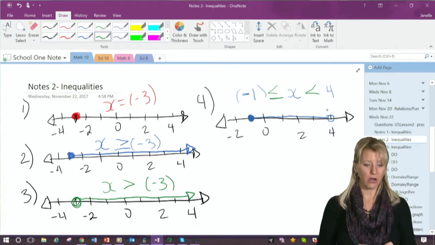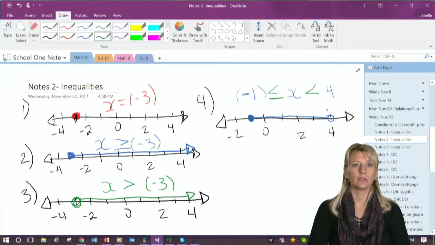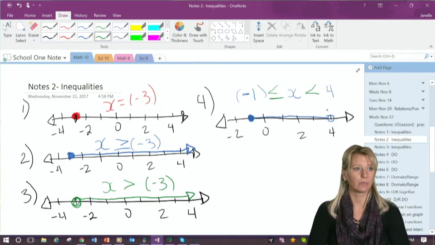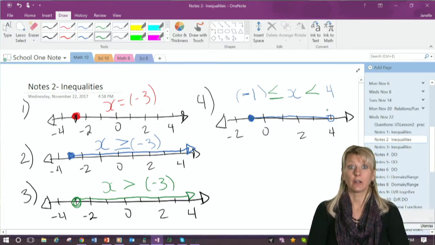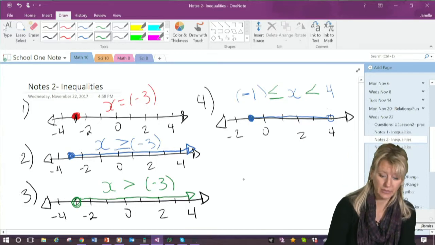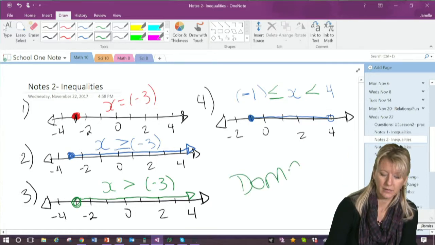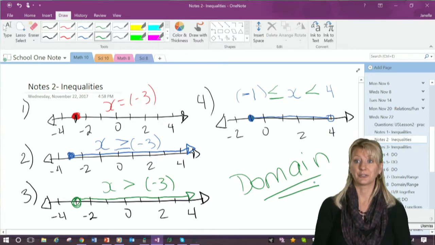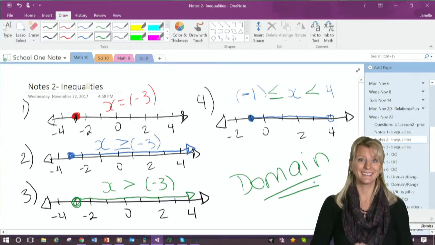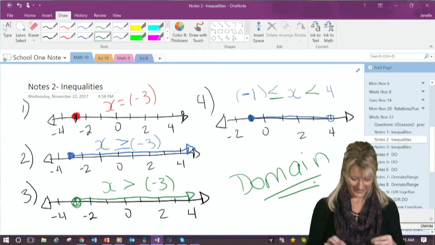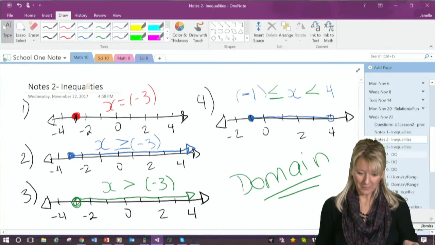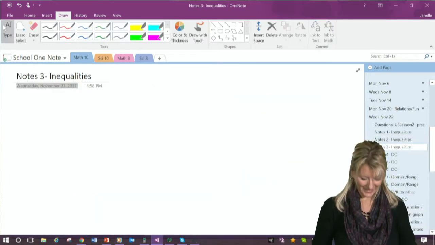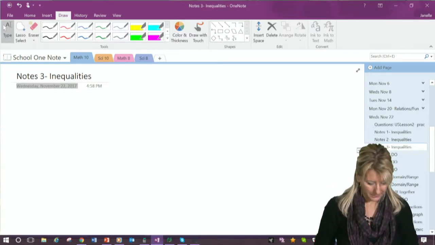Any questions on those? Those are just an example of when you look at a number line, a graph, whatever it is, and you're trying to figure out, basically, guys, what you were doing here is figuring out domain. You were figuring out domain. So hopefully that's good.